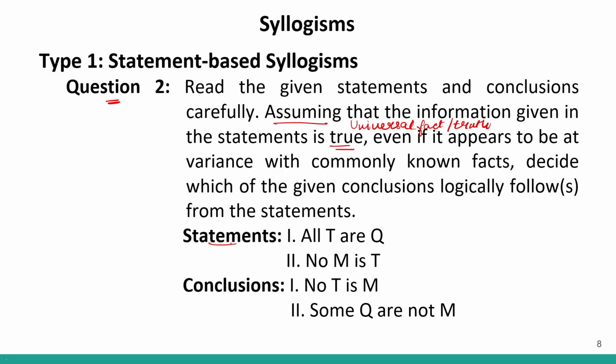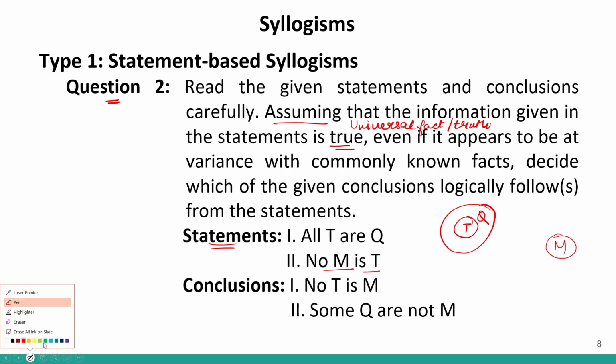Let us look at the statements. The first says all T are Q, so it can be represented like this: all T are part of Q. No M is T. That means M and T are separate entities, so M and T will not overlap. This portion and this portion will not overlap. Based on this Venn diagram, we have to answer the questions, which are the conclusions: which will follow and which will not.